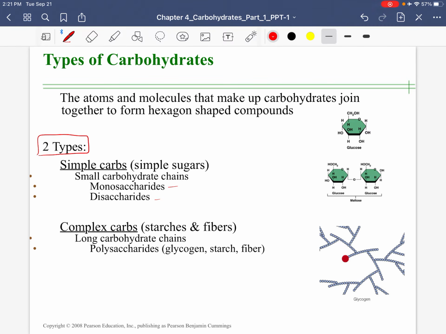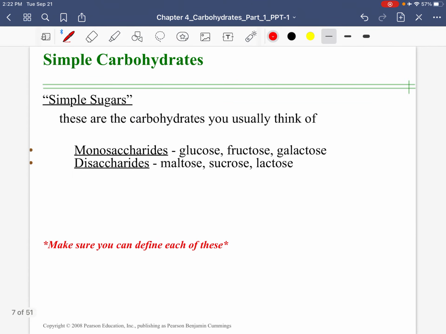Simple sugars are either monosaccharides or disaccharides. Here's a monosaccharide, 1 sugar. We know this. Mono means 1. A disaccharide is 2 sugars, basically 2 monosaccharides joined together. Then we have complex. Complex carbs are polysaccharides, long chains. Usually it's 10 plus sugars.